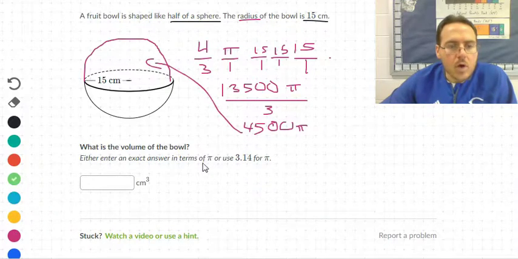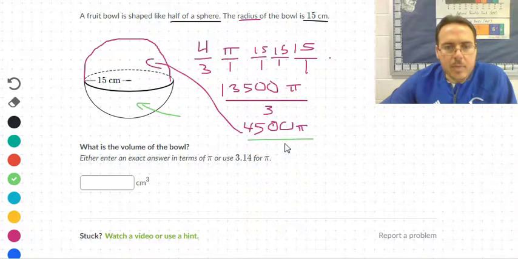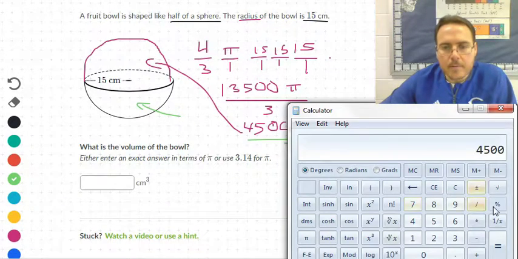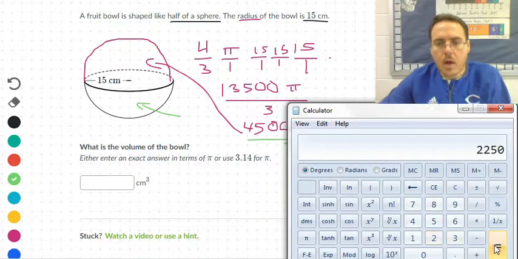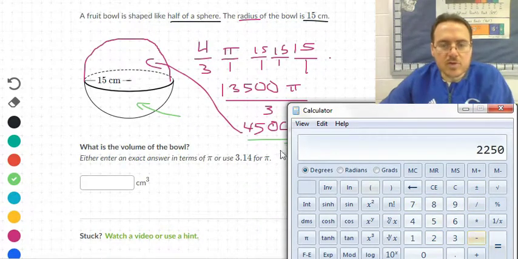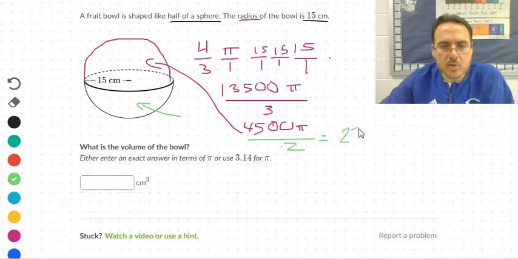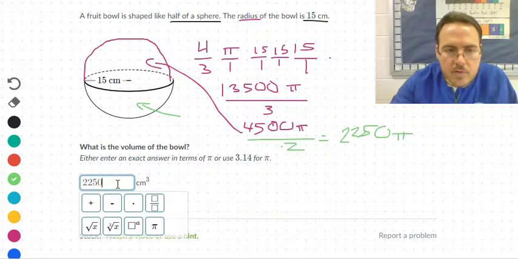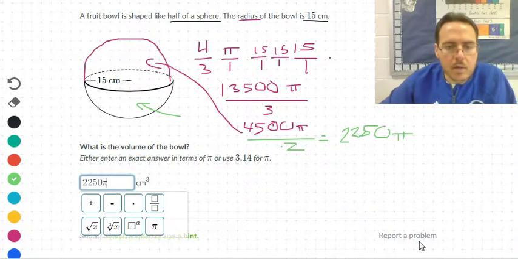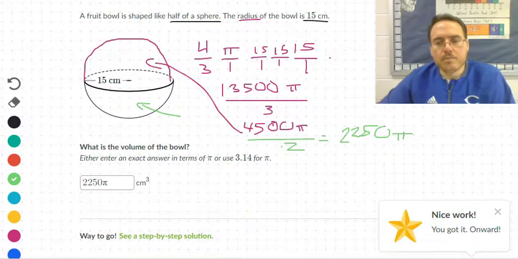However, we need half. So what is this divided by 2? 2,250. So 2,250 pi. And then, boink. Well, there it is.